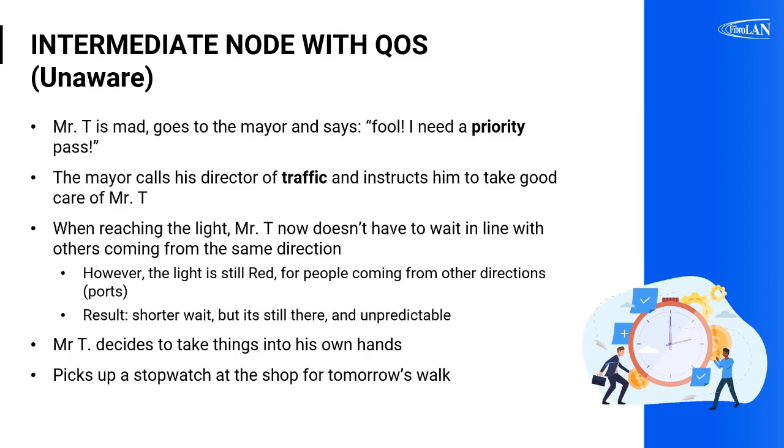Standing at the line when light is red adds variable time to Mr. T's journey. To eliminate this impairment, he is granted with high priority pass, so now he doesn't have to wait in line. However, the light may still be red anytime Mr. T reaches it on his way to school. The result may be a shorter delay, but it's still unpredictable. Mr. T decides to take things into his own hands, so he picks up a stopwatch at the shop for tomorrow's walk.